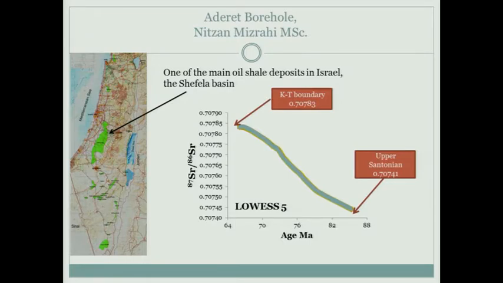The first case I'm going to show is from Nitzan Mizrahi's master's thesis, which was just completed, and it's based on work by Ari, sitting here. This has to do with a section in the Shfela, near the area of Adert. It consists of oil shale deposits in a big basin that we call the Shfela. This basin has sediments that were supposed to be deposited somewhere between the KT boundary, which has this strontium isotopic ratio, and the upper Santonian, which has this ratio. And that is the slope or the change between these 2 points in time.